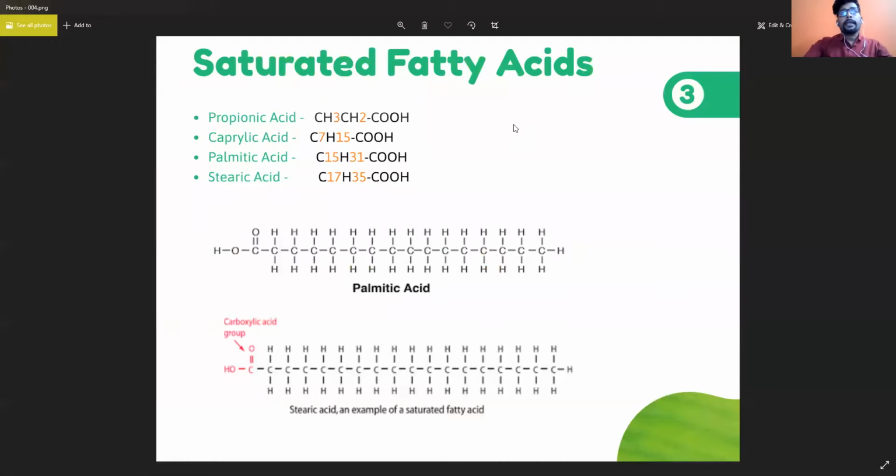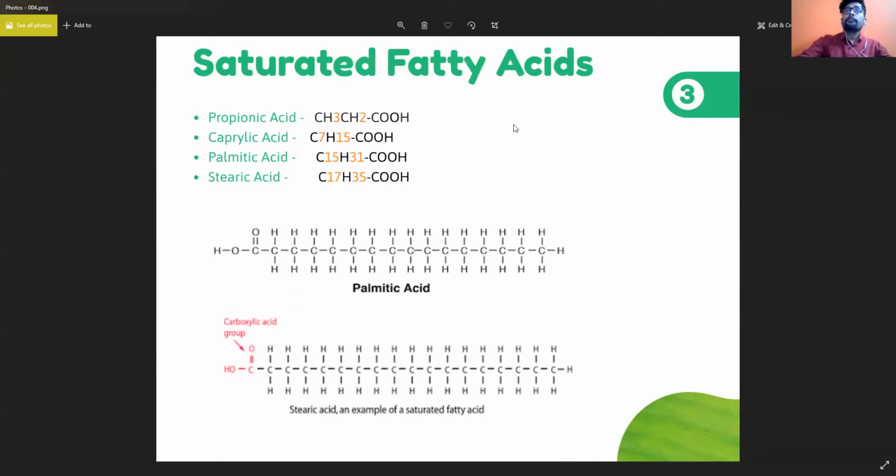Coming to saturated fatty acids, having the functional group RCOOH and the general formula CnH2n+1 COOH: acetic acid, propionic acid, caprylic acid, palmitic acid, stearic acid. So propionic acid is CH3, CH2, COOH, caprylic acid is C7, H15, COOH, palmitic acid is C15, H31, COOH, stearic acid is C17, H35, COOH.